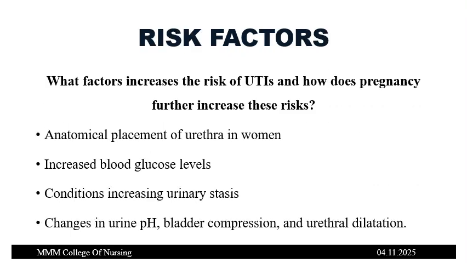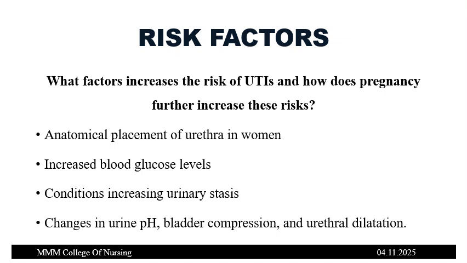What are the risk factors that increase the risk of UTI, and how does pregnancy further increase these risks in women? Mainly, if you see the anatomical placement of the urethra in women, it is placed along with the vagina and the anal orifice. Also the urethral diameter and the urethral pathway. The length of the urethra in a woman is very small when you compare it with a male, so that also causes increased risk of UTI.